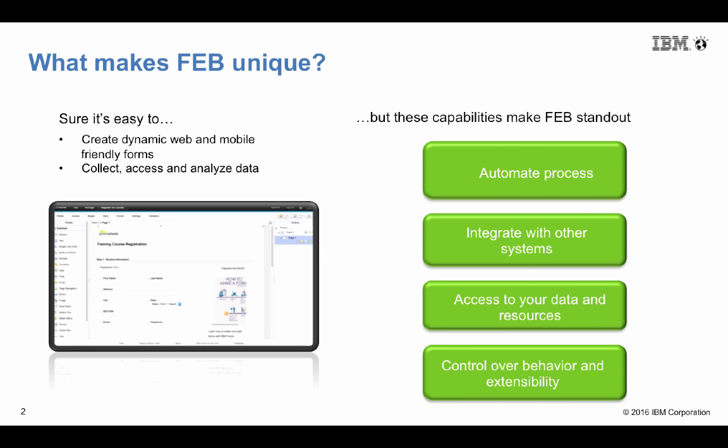To put this topic in context, I think it's important to ask the question, what makes Web unique? Yeah, there's a lot of other products out there that'll let you build web forms and collect information. But what makes Web stand out? It has the ability to automate your business processes, to integrate with other systems, and this is where Watson comes in. And it gives you access to your data and your resources like no other software, and provides complete control over the behavior of the applications you create and how you want to extend those applications with additional functionality.